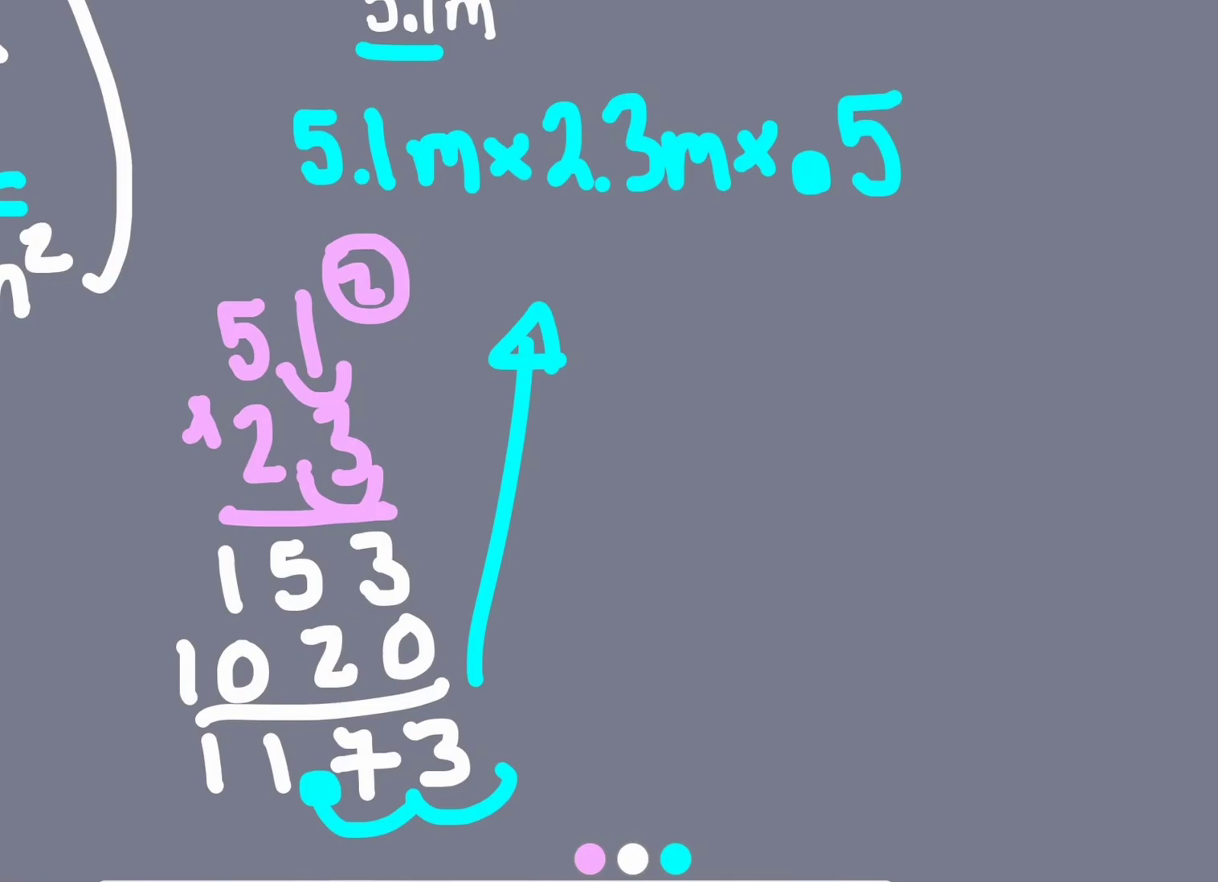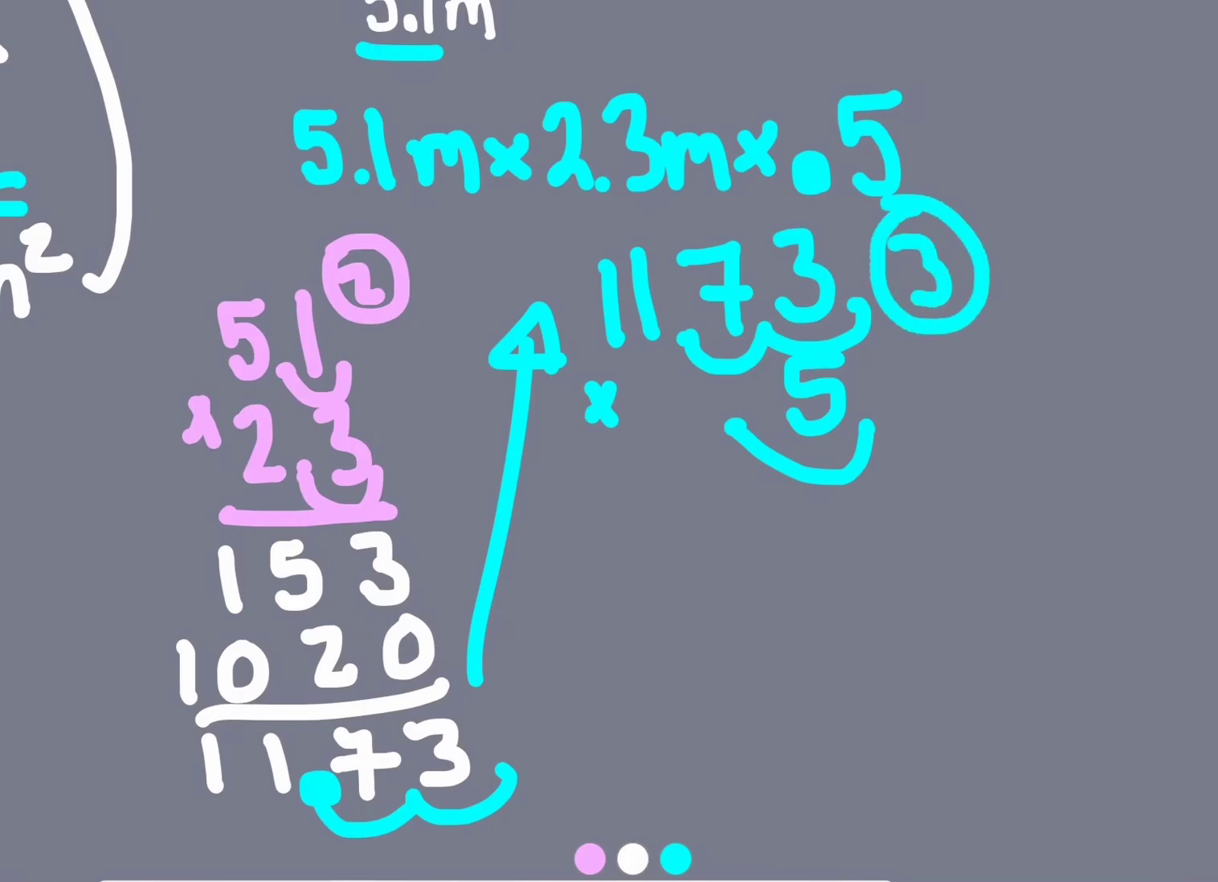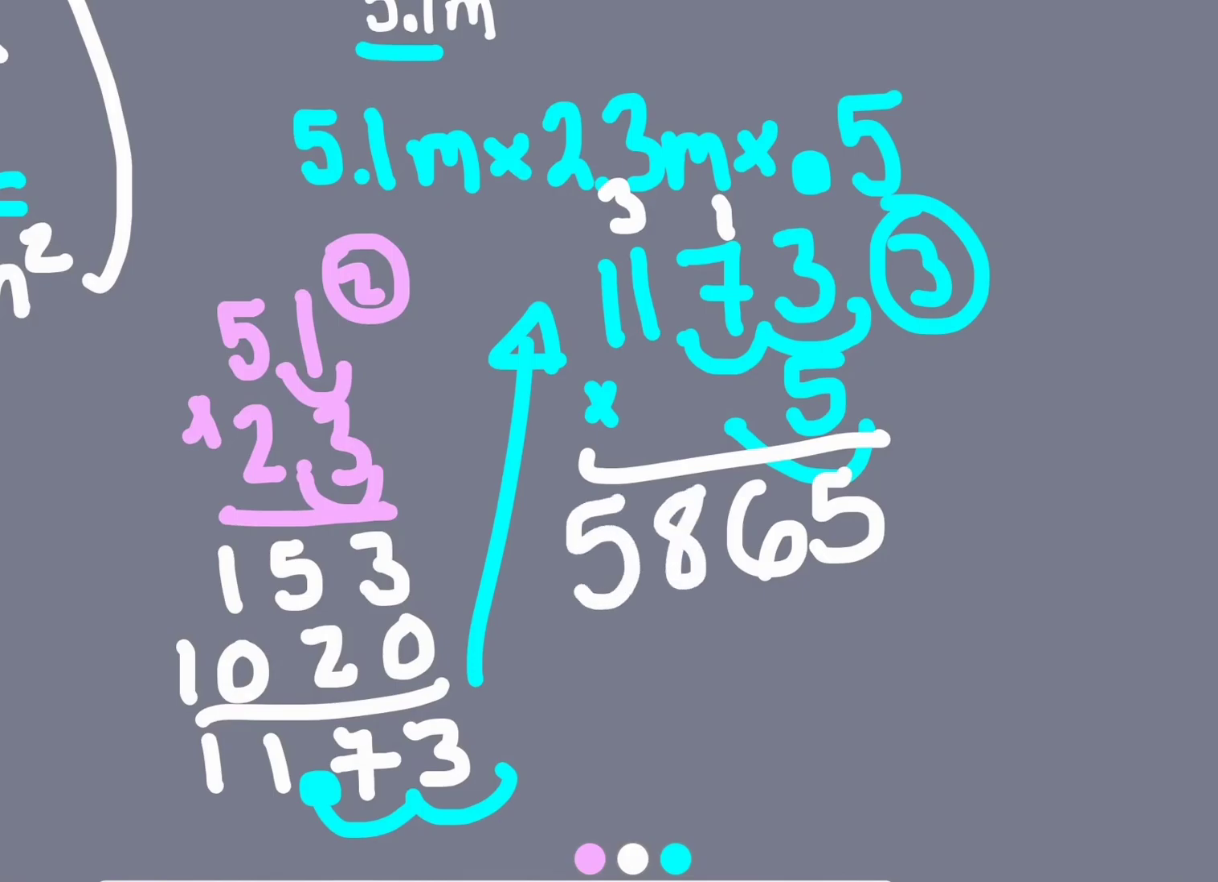I'll move it up here. I need to multiply that number by 0.5 to find the area. Jump my decimal, 1, 2, 3. It took me 3 jumps. And I multiply. 5 times 3 is 15. 5 times 7 is 35. 35 plus 1 is 36. 5 times 1 plus 3 is 8. And 5 times 1 is 5. And jump my decimal back 1, 2, 3 times. So my answer is 5.865 meters squared. So that is my area.